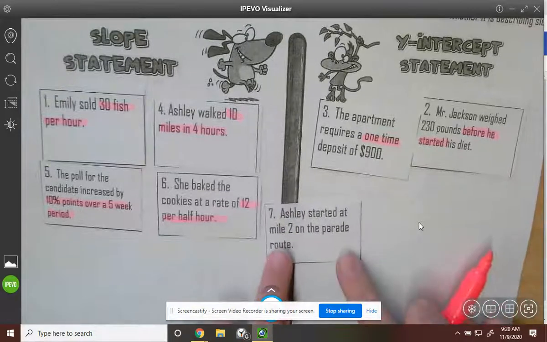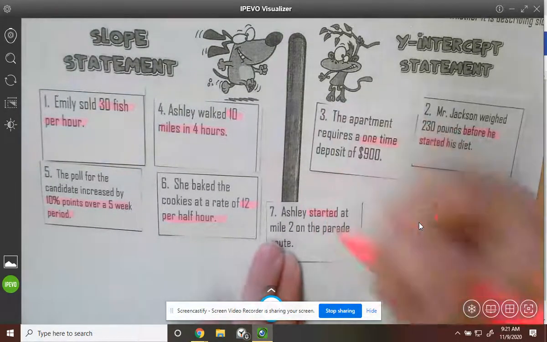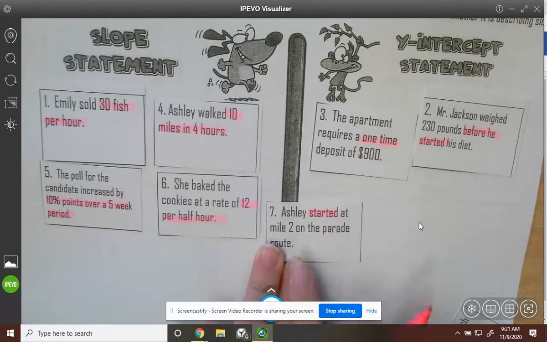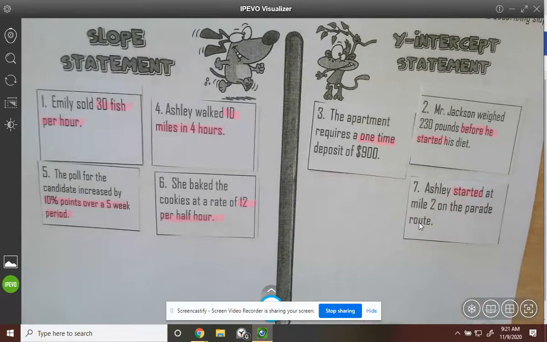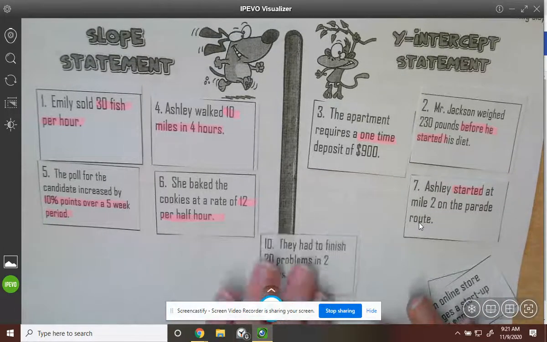Ashley started at mile 2 on the parade route. Our keyword right there is started. She's not going 2 miles every hour, she just started at mile 2. So that would be a y-intercept statement. I'm not going in order.